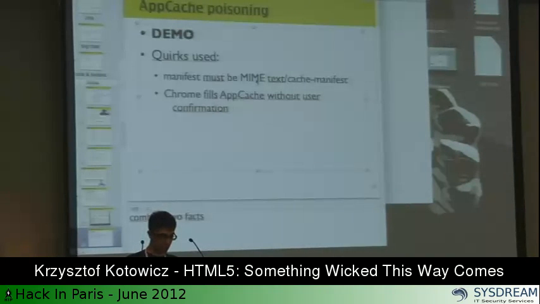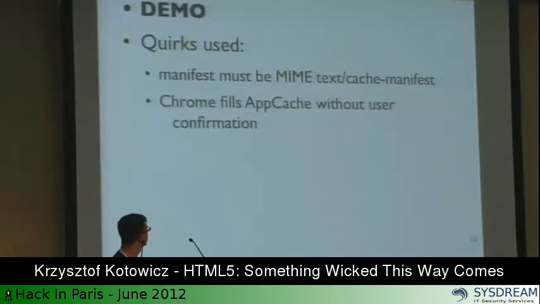Well, we abused two things. The first thing is the specification says that the manifest file has to be of a certain MIME type. And if it isn't, it won't get processed. And the second quirk that I used is that the WebKit browsers or Chrome browser don't need user intervention or confirmation to actually fill a cache. If a website asks to be cached by the offline web applications cache, Chrome will silently just allow it. Firefox, for example, will display a confirmation box.